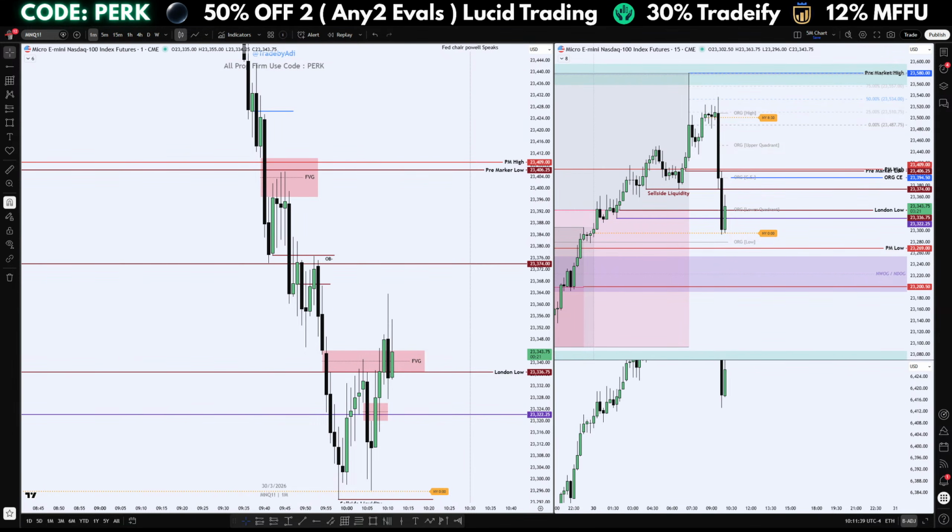You should use the rejection block after taking a sell side liquidity, or if you have the SMT, then only you should use the rejection block. Without SMT or the liquidity, the rejection block is going to be problematic for you guys.